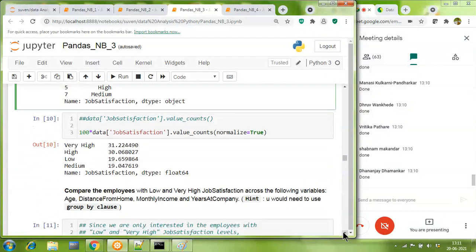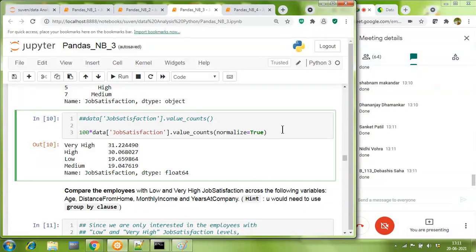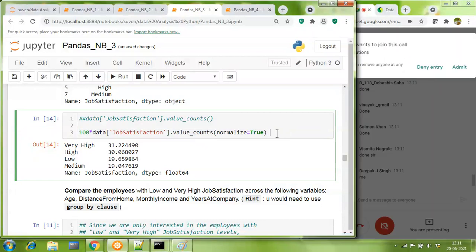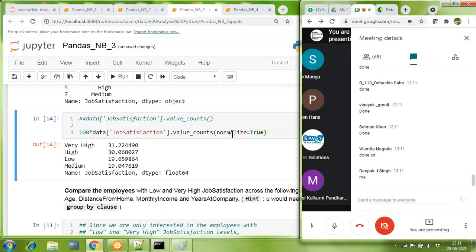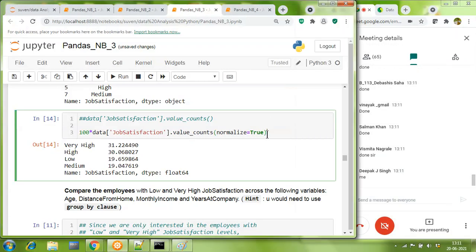Now, who can come forward to explain to me the logic of this particular one-line code which I mentioned here? Come on, it's very simple. Who can come forward, please take permission immediately over the chat. Okay, Deepak says he wants to come in. Yeah, Deepak, over to you.